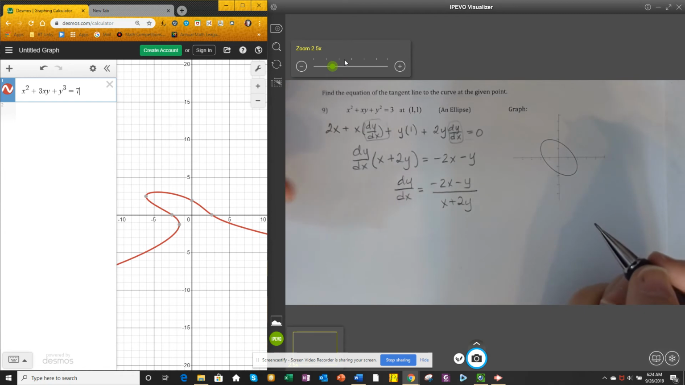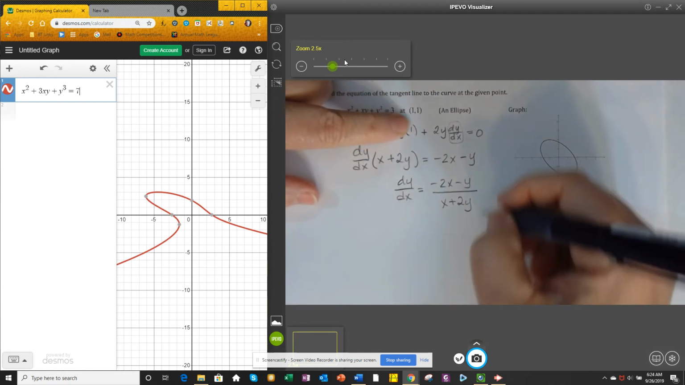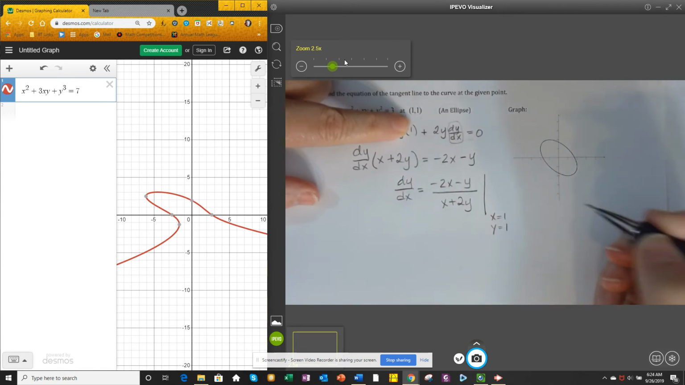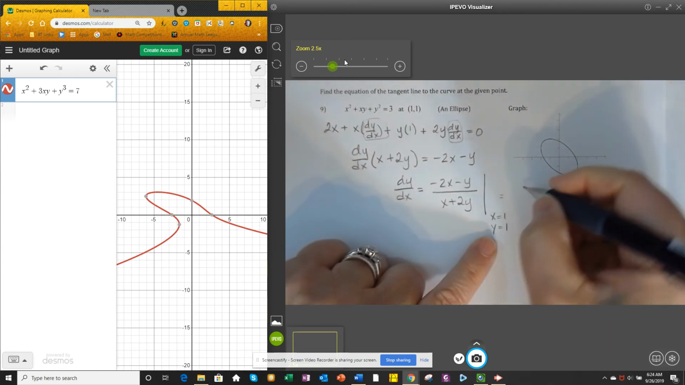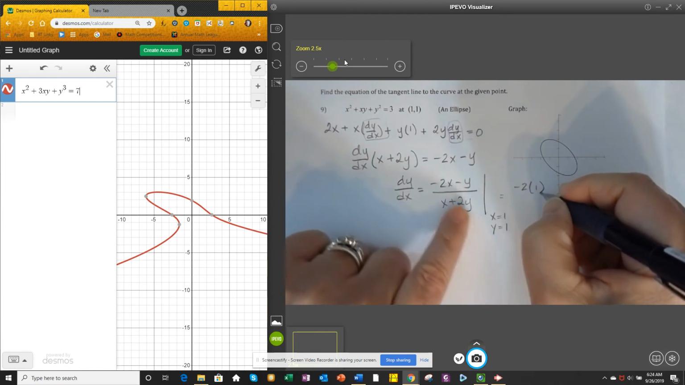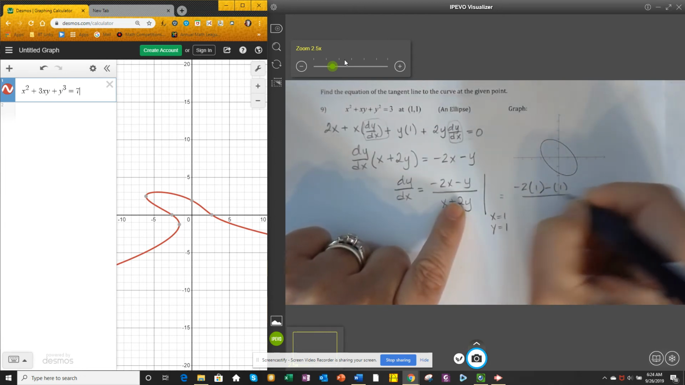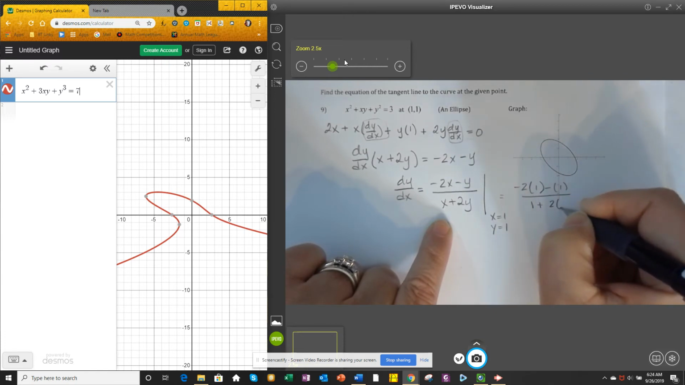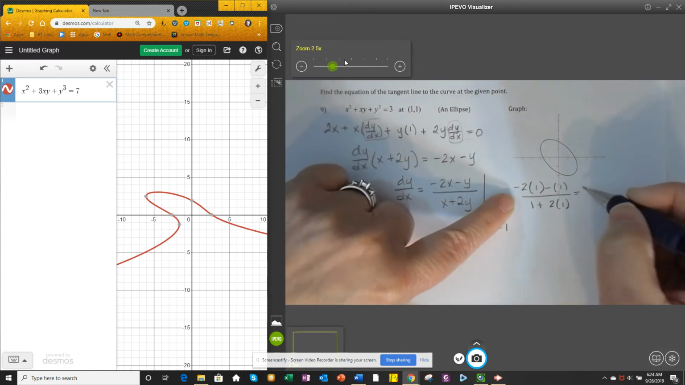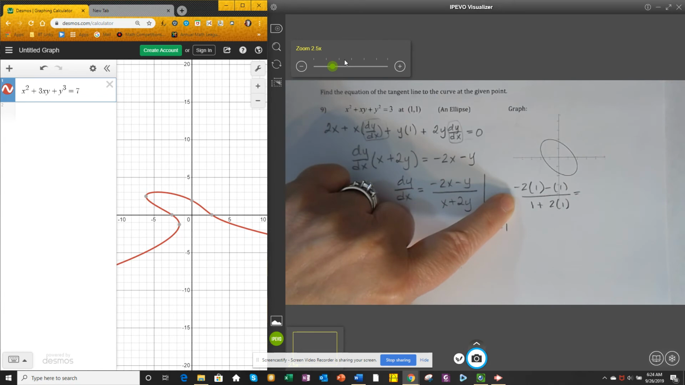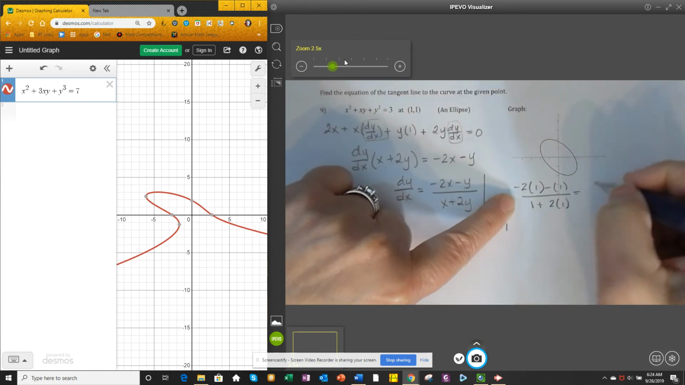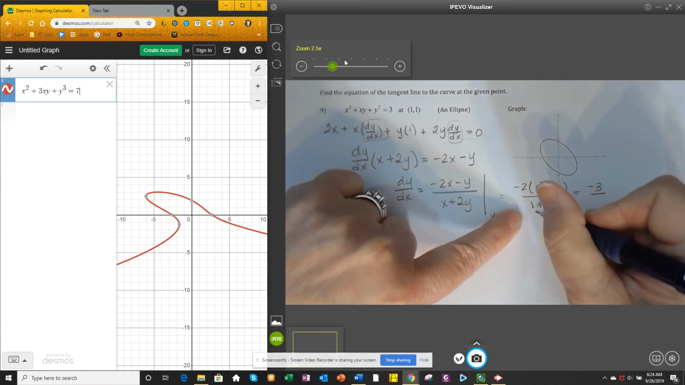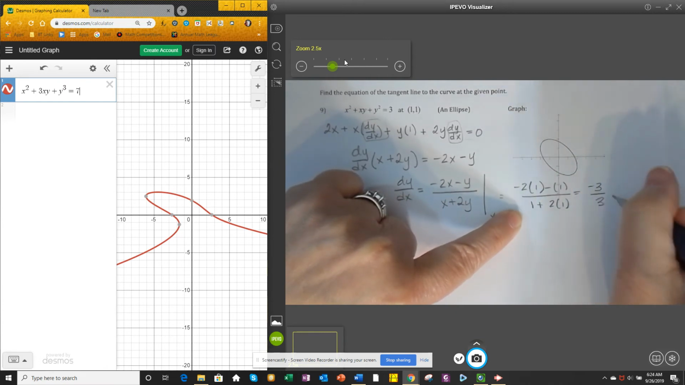And I want the slope at (1, 1). So I'm going to go such that x equals 1 and y equals 1. And we're going to plug those in. Negative 2 times 1 minus 1 over 1 plus 2 times 1. So on top here, we're going to get negative 2 minus 1 is negative 3 over, and then 1 plus 2 is 3. So the slope is negative 1.